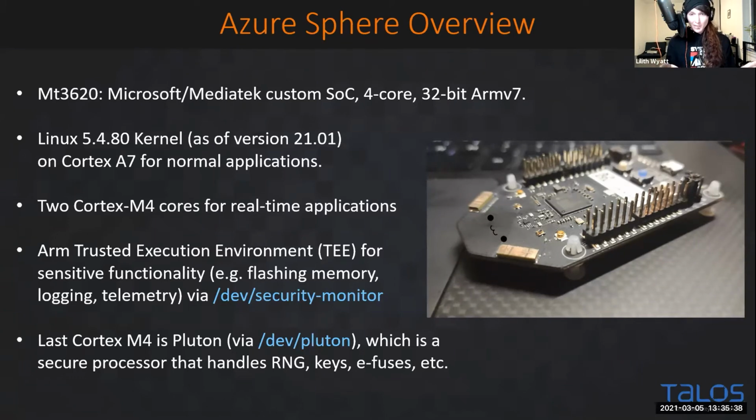Because it's ARM, it has the ARM trusted environment, the T. There are 2 main, really secure parts of the device, which are the security monitor, which can be found at /dev/security monitor, and then /dev/Pluton, which is the secure processor for handling keys, handling crypto, handling hardware RNG, and so forth. So continuing on.